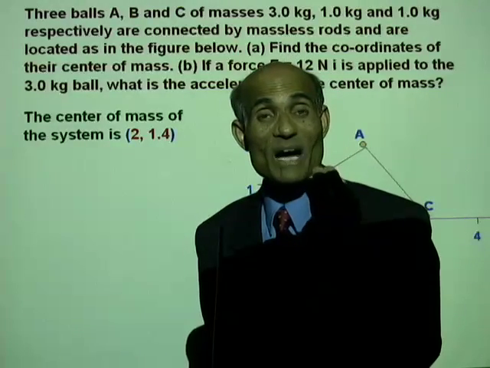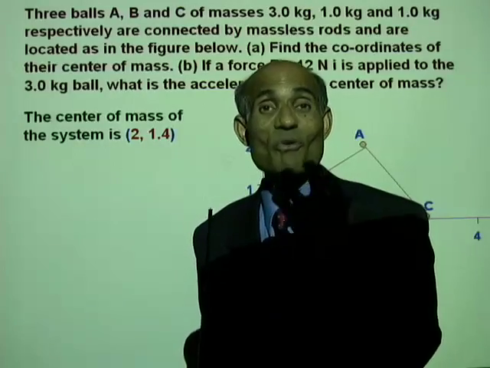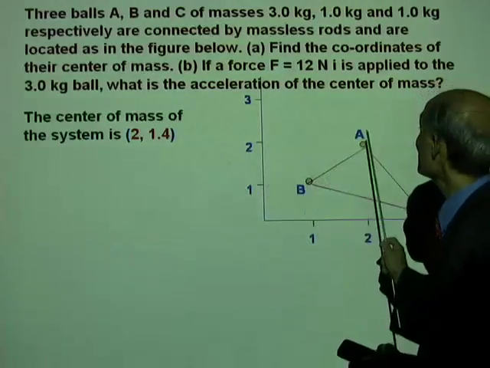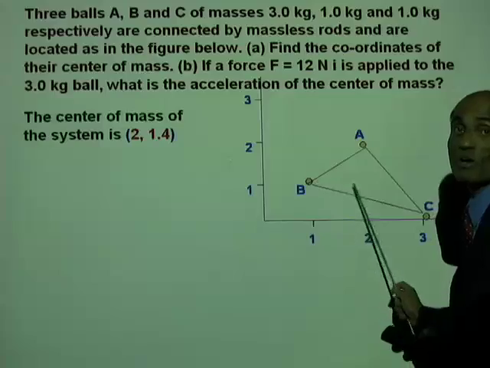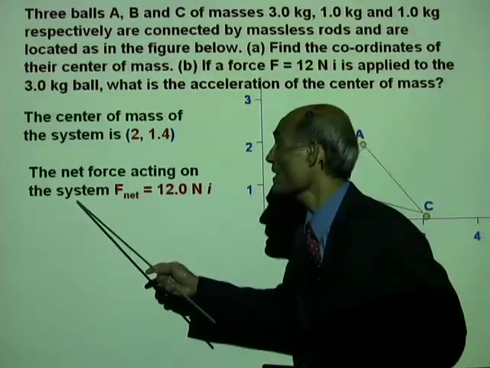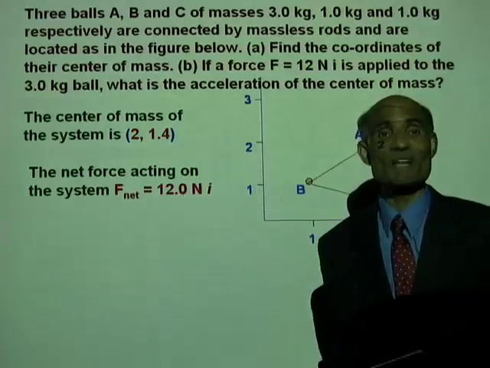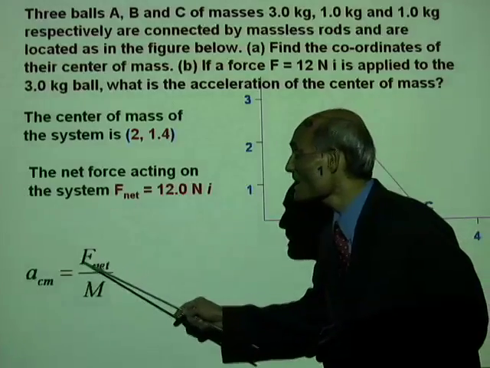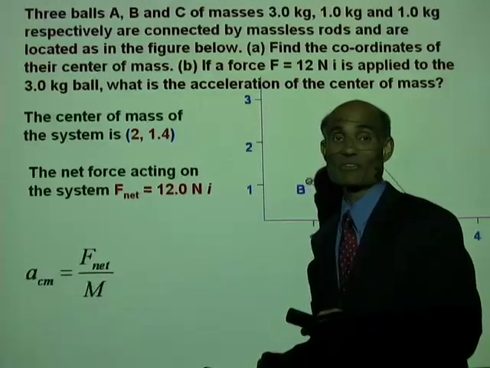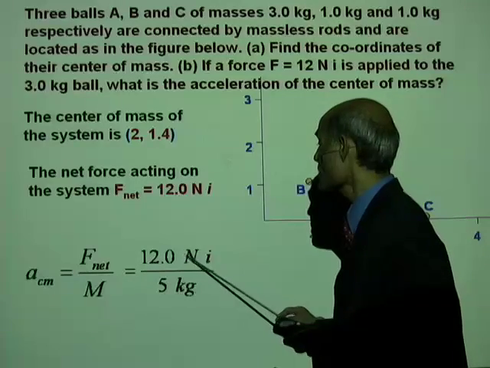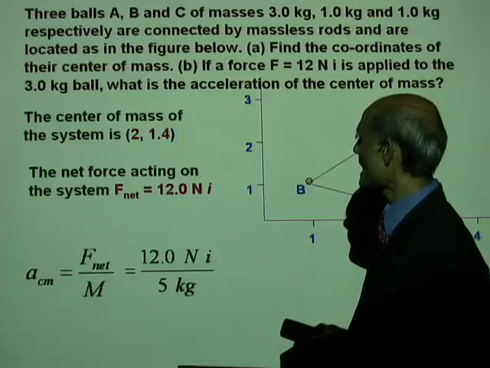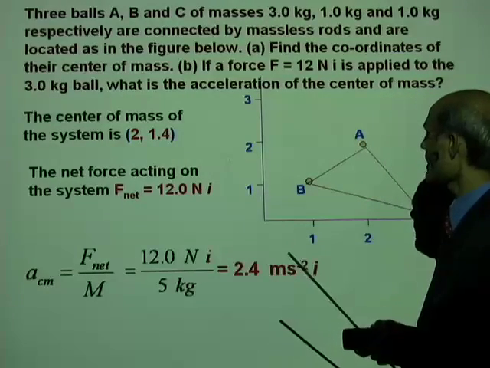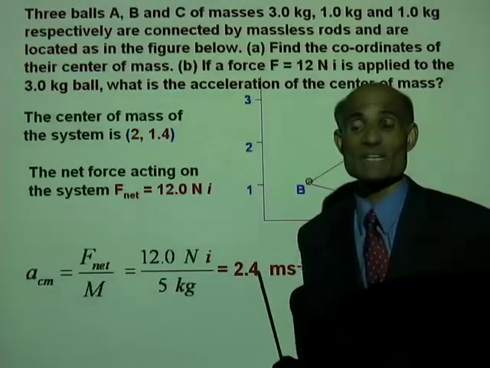Well, the net force at the center of mass is the sum of the forces acting on the different objects of the system. So that will be 12 Newton i plus 0 plus 0. The net force acting on the system is 12 Newton i. Therefore, the acceleration of the system is the net force divided by the total mass. And that is 12 Newton i divided by 5 kilogram, and that is 2.4 meter per second squared, the acceleration of the center of mass.